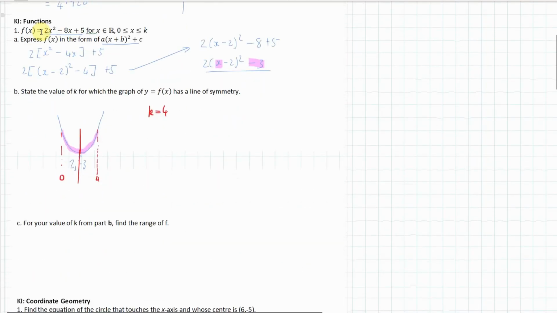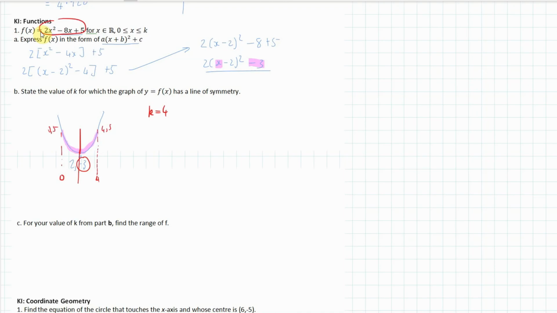Now the range will therefore be, your lowest value is here, and all we need to do is pop in either 0 or 4 into the equation, and I'm popping it into here, and 0 is obviously easiest, so we just get 5. So this is 0, 5, and this should be 4, 5 as well. Well, let me just check that. So it'll be 2 times 16 equals minus 32 plus 5. Yep. Okay, cool.